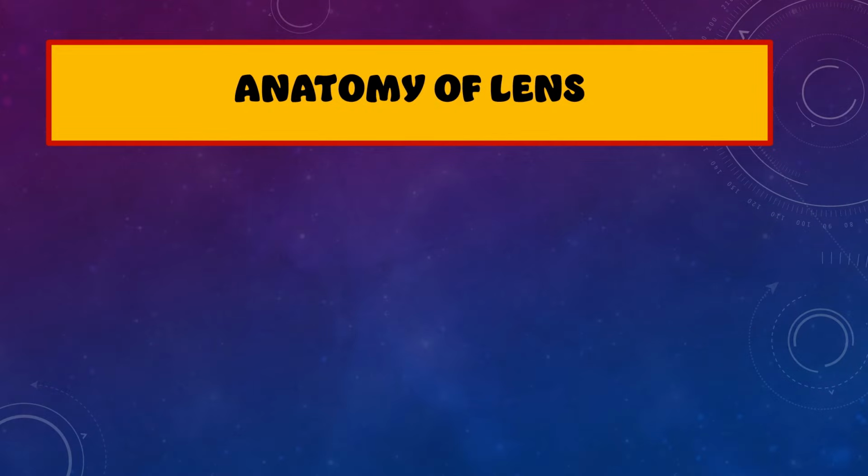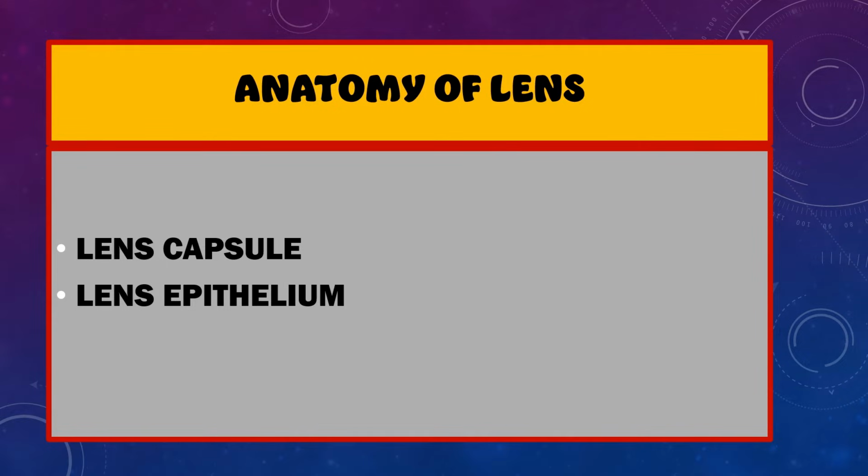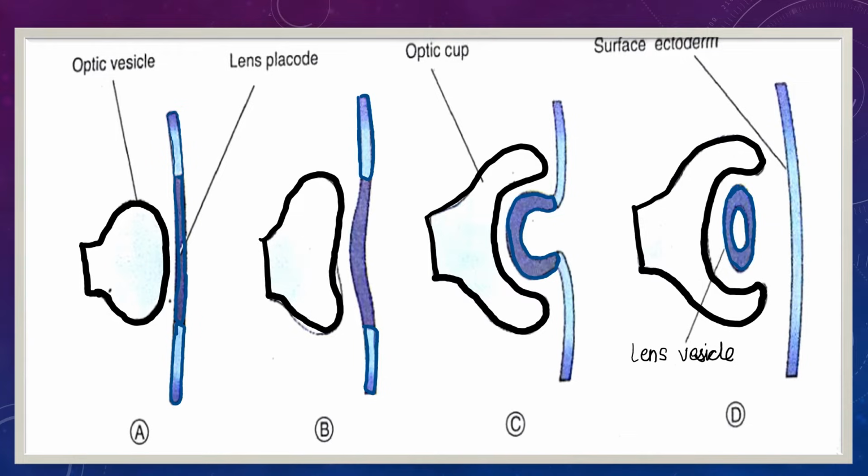Now let us discuss our topic, that is the anatomy of the lens. We shall be discussing the anatomy of the lens under the headings of lens capsule, lens epithelium, and the lens fibers. First, you should understand how the lens develops, right? This was explained in detail in development of eye.